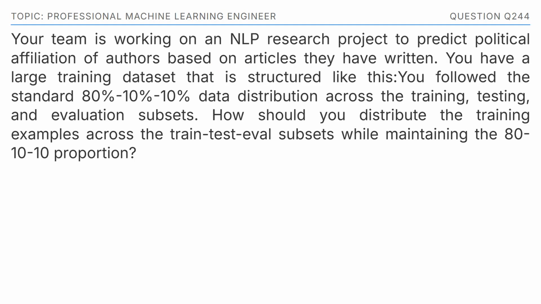Your team is working on an NLP research project to predict political affiliation of authors based on articles they have written. You have a large training dataset that is structured like this. You followed the standard 80%-10%-10% data distribution across the training, testing, and evaluation subsets. How should you distribute the training examples across the train, test, and eval subsets while maintaining the 80-10-10 proportion?